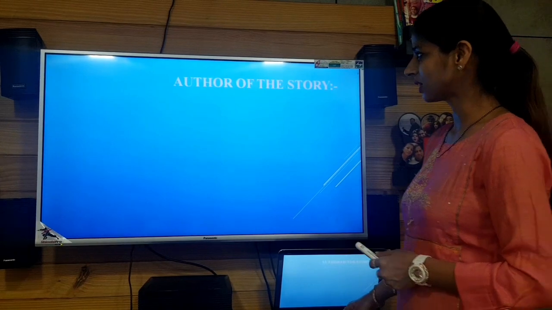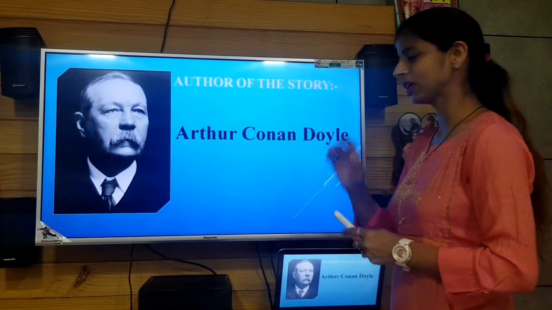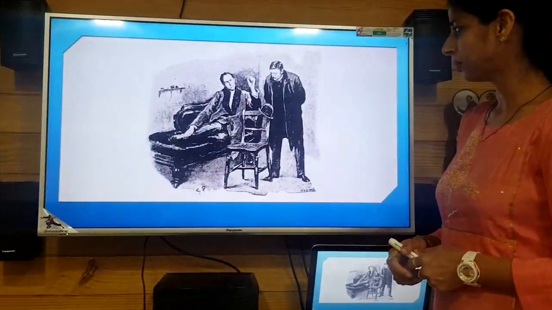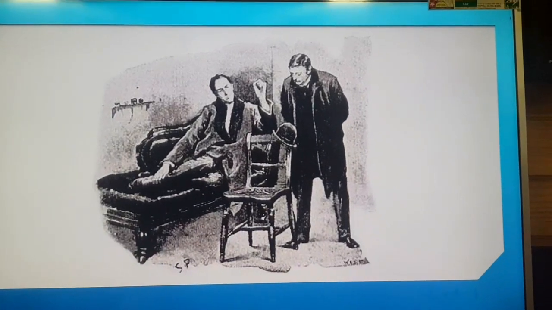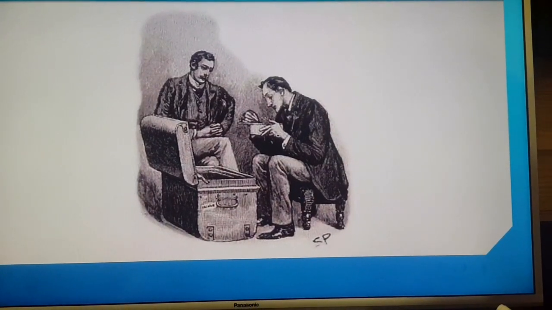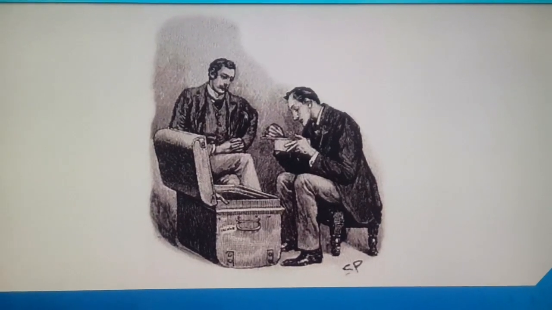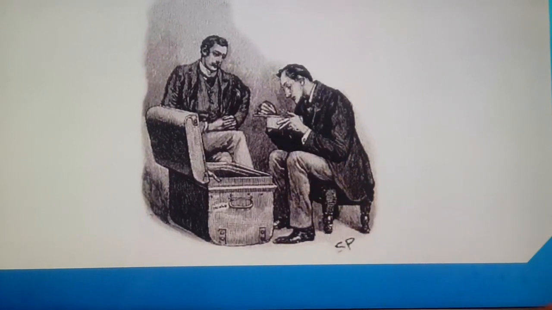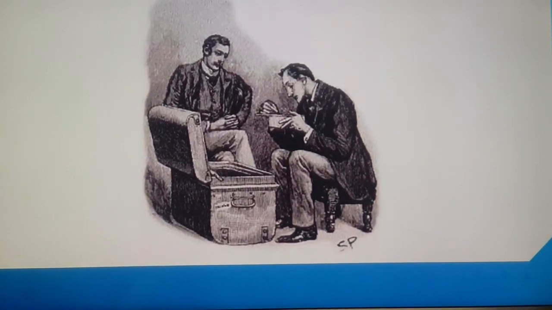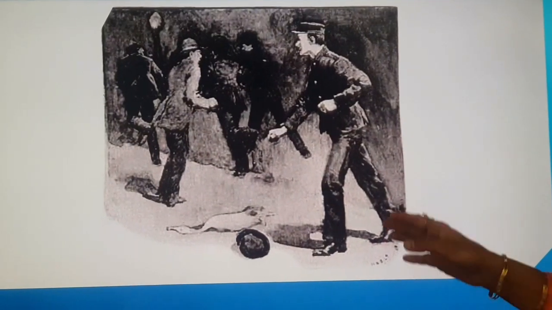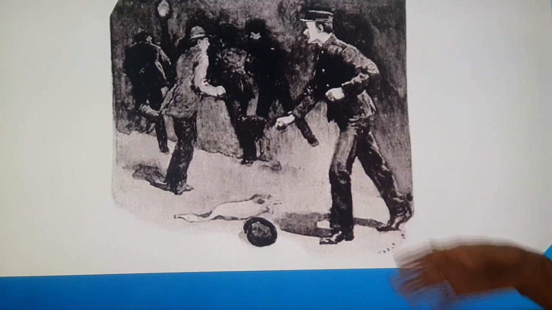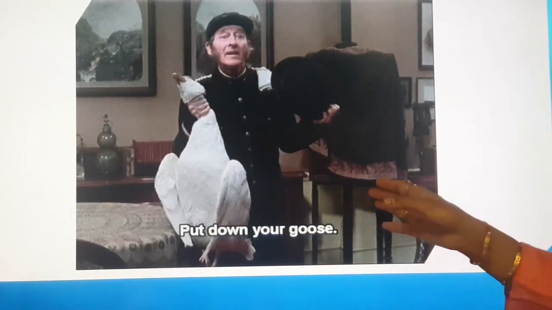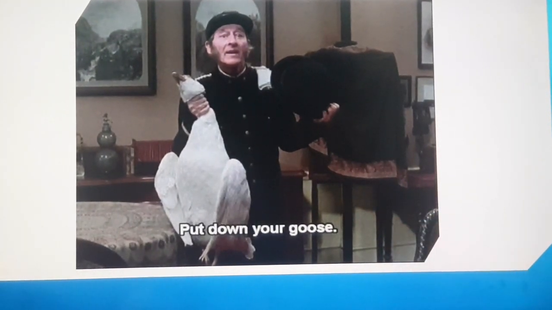So here I have taken up first of all the author of the story, right? And then this is the first slide I have made for you. The next one is this. Yes, I hope that you are able to get who are sitting there and what they are doing, right? And the next one is this one. Hope you got this thing also. Here also you got it, right?